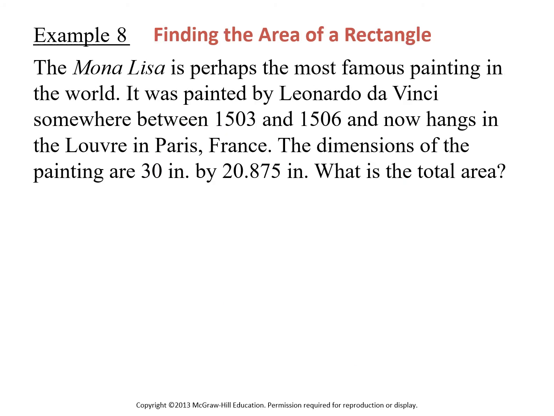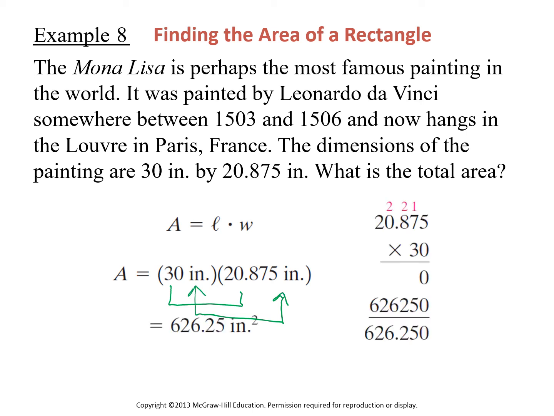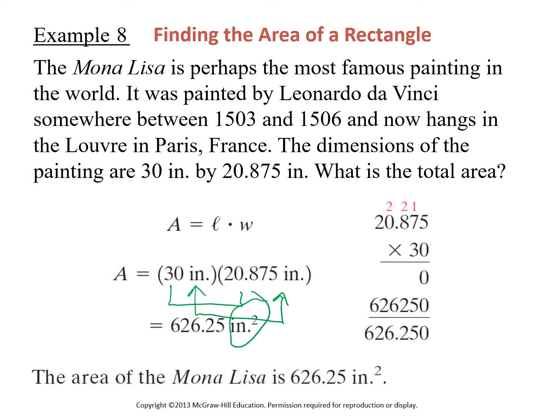The Mona Lisa is perhaps the most famous painting in the world. It was painted by Leonardo da Vinci somewhere between 1503 and 1506 and now hangs in the Louvre in Paris, France. The dimensions of the painting are 30 inches by 20.875 inches, and we want to know the total area. So the area is length times width, so we're going to multiply, and not only do we multiply the numbers, but we also multiply inches times inches to get inches squared. Area is going to be square inches.